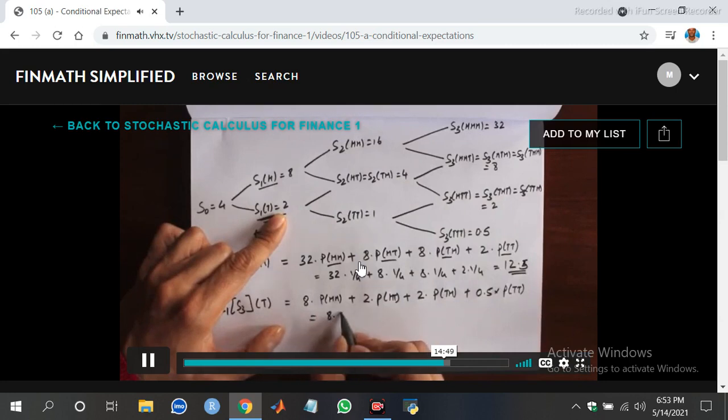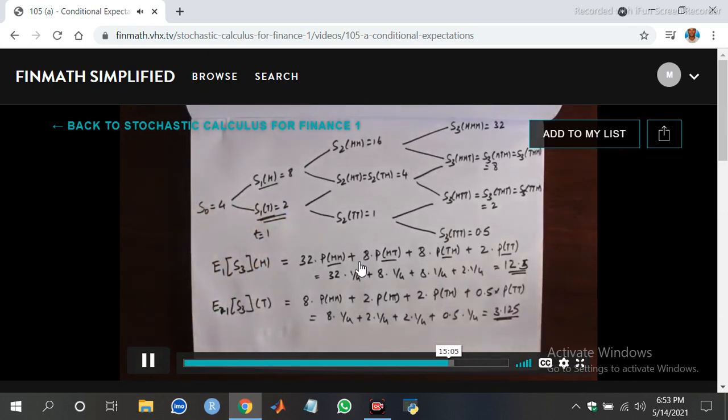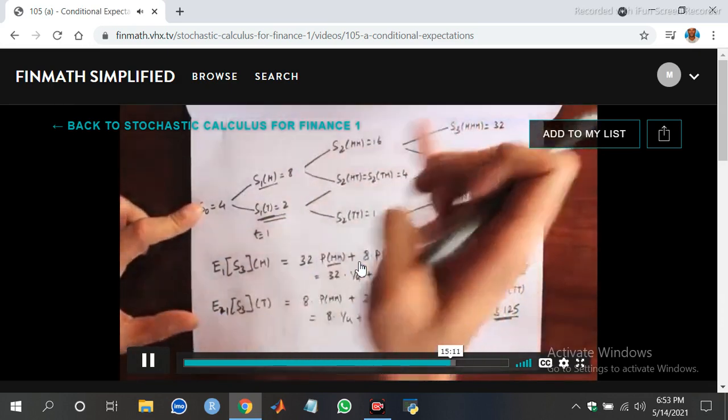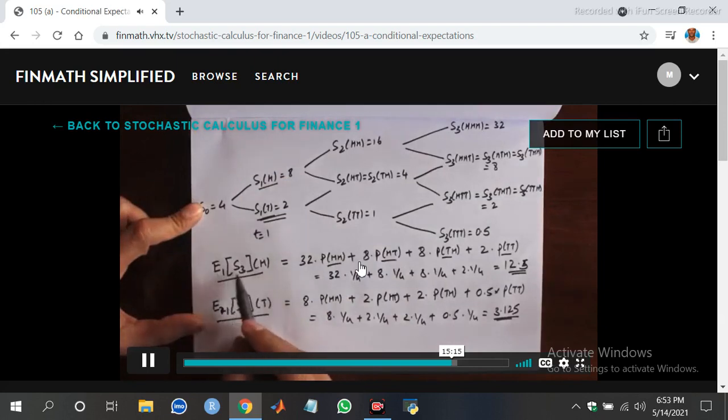Again, this would be 8 times 1 by 4 plus 2 times 1 by 4 plus 2 times 1 by 4 plus 0.5 times 1 by 4. This would be 3.125. Okay? So quite simple, right? So what we've done is we basically have calculated the expected value of S3 at time 1, and it's denoted by E1 S3, whether we get a head or a tail.